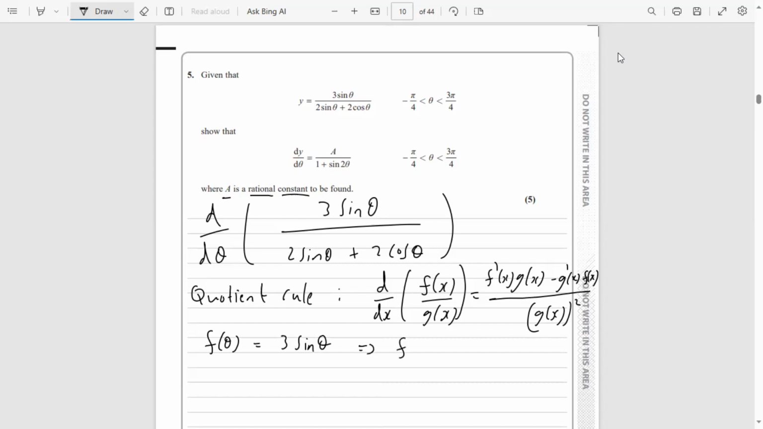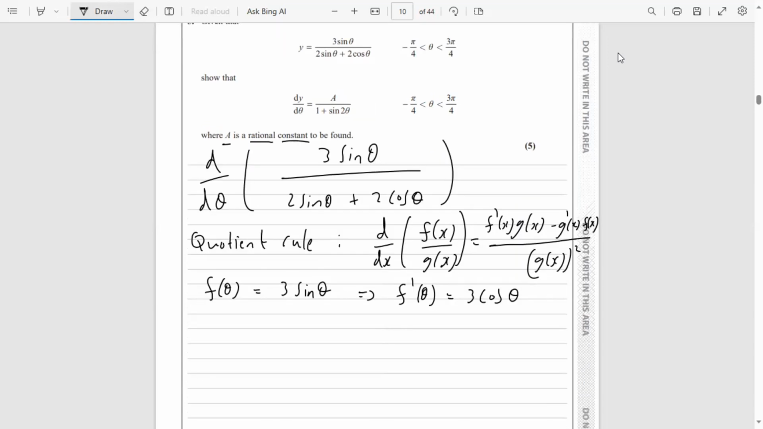When we differentiate 3 sine theta with respect to theta, f dash is the derivative of your function, what you get when you differentiate your function. So if we differentiate 3 sine theta, what do we get? We get 3 cos theta. Remember that when you differentiate sine, you get cos, and that number 3 is just a constant multiplier, so it just multiplies your answer by 3.